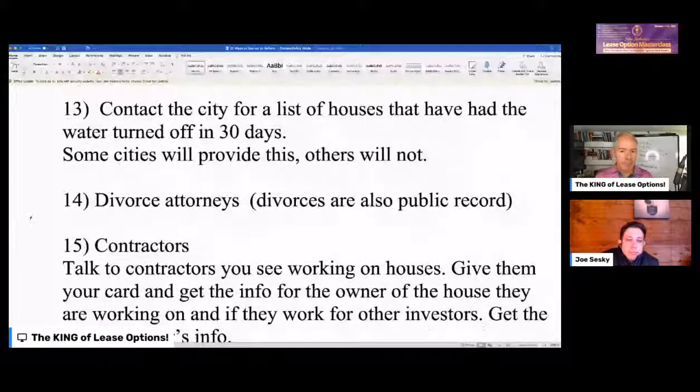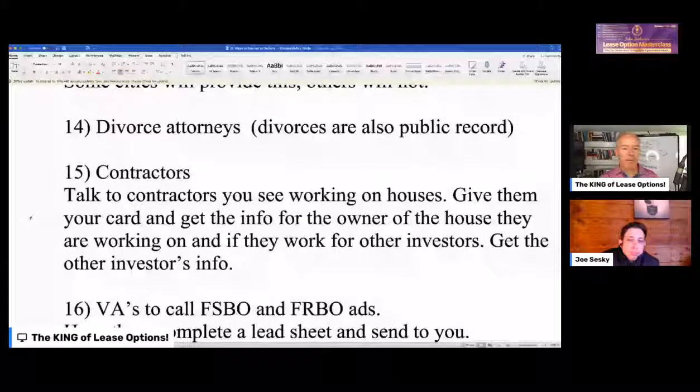In a lot of cities, not all, you can actually get a list of the houses that have had the water turned off in 30 days. You can actually request this list and most cities will provide that.